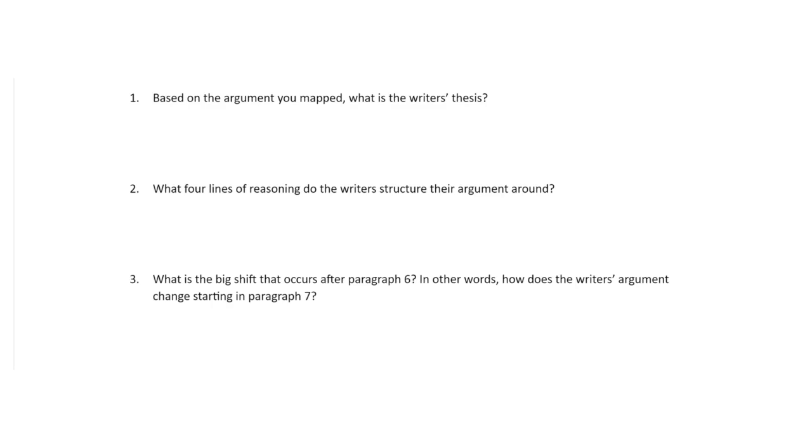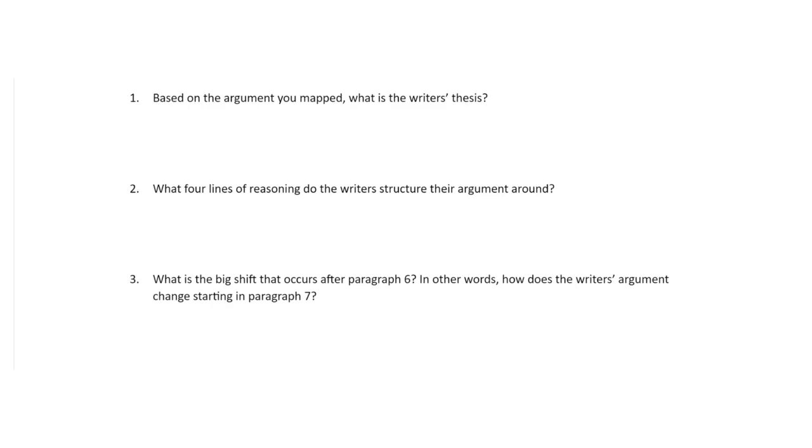And number 3, what is the big shift that occurs after paragraph 6? In other words, how does the writer's argument change starting in paragraph 7? Well, we only analyzed 1 through 6 for a reason. That's because that is one complete argument. Paragraph 7 takes this text in a new direction, or a related direction, not a completely new direction. But it starts off with saying the treatment of former felons in the electoral system cries out for reform. The cleanest and fairest approach would be simply to remove the prohibitions on felon voting.